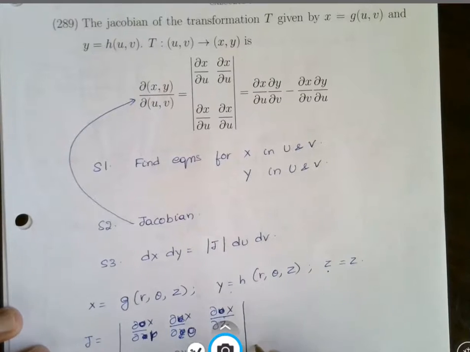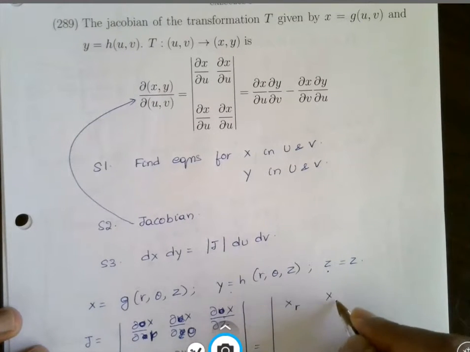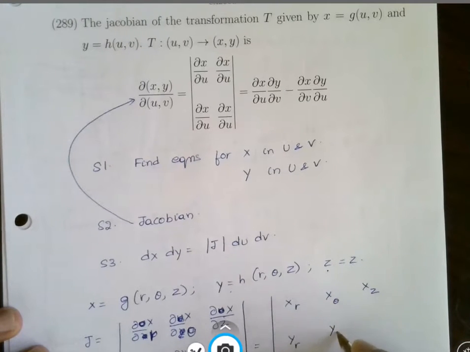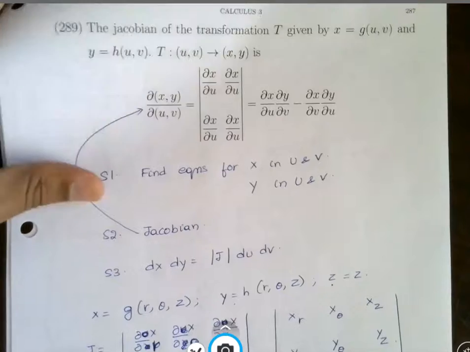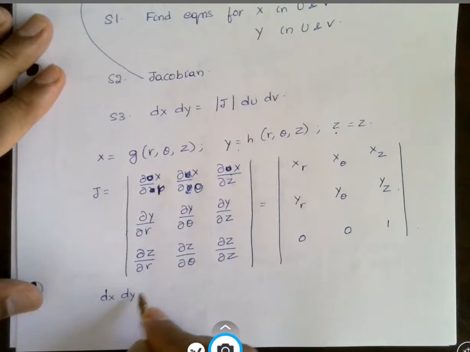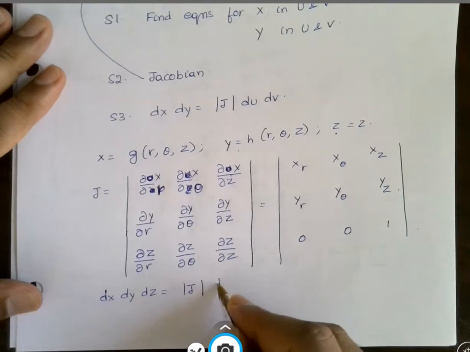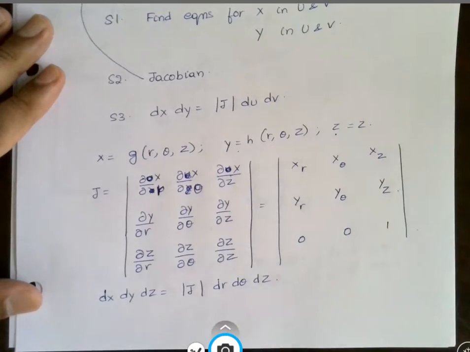So this goes without saying that I can write this as x_r, x_theta, x_z, y_r, y_theta, y_z, and 0, 0, 1. Then dx dy dz would be the absolute value of the Jacobian times dr d theta dz. I hope that is clear. That's how you make a transformation.